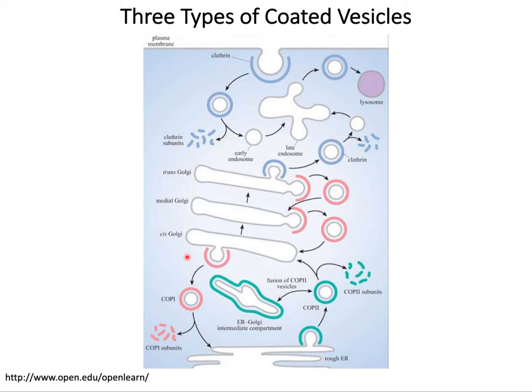And we talked about that in detail in one of the early parts of this topic, where the ER resident proteins have that specific signal on the C-terminus, the KDEL sequence. And the KDEL receptors retrieve the ER resident proteins from the Golgi and move them back to the endoplasmic reticulum via these COP1 coated vesicles.